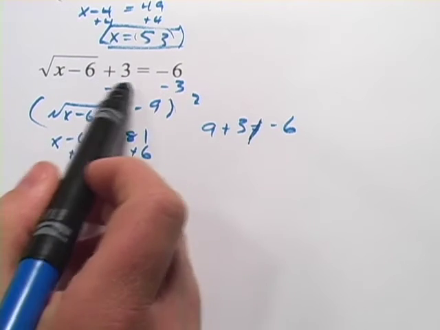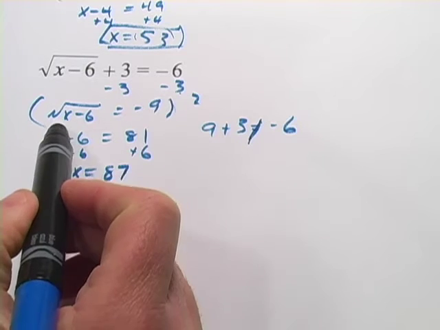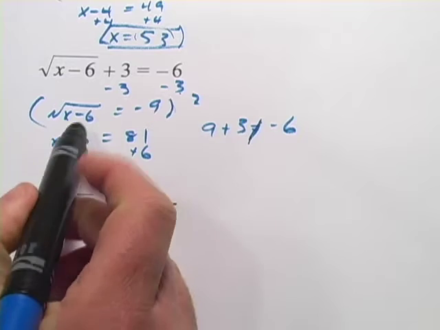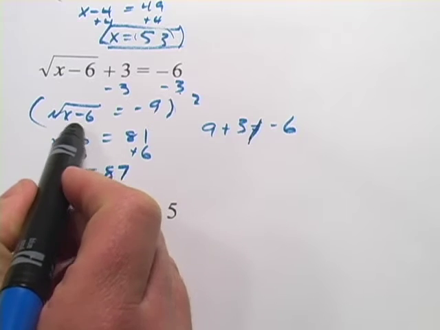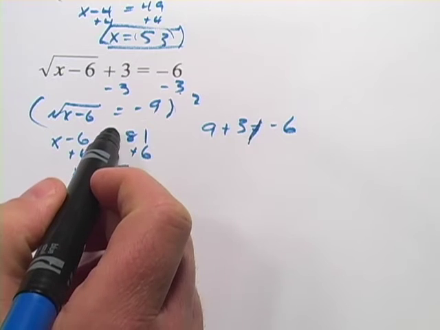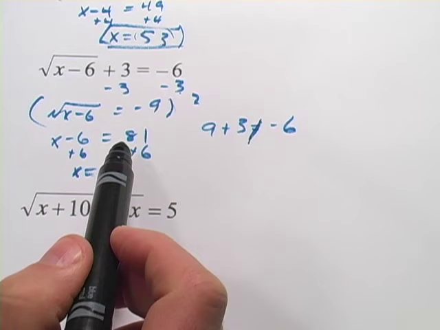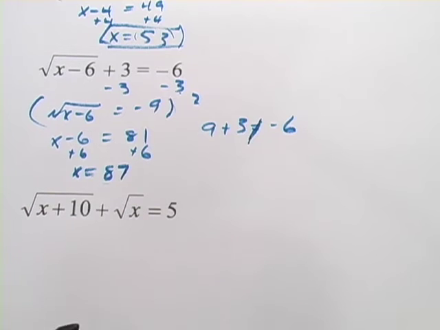And actually, if you go back and look up here, after we subtract that 3, we've got the square root of x minus 6 equals a negative 9. You can't have the result of a square root equaling a negative number. Well, that doesn't work with real numbers. You'd have to have an imaginary number in there. So we would probably say that this has no solution. Let's look at this next one.